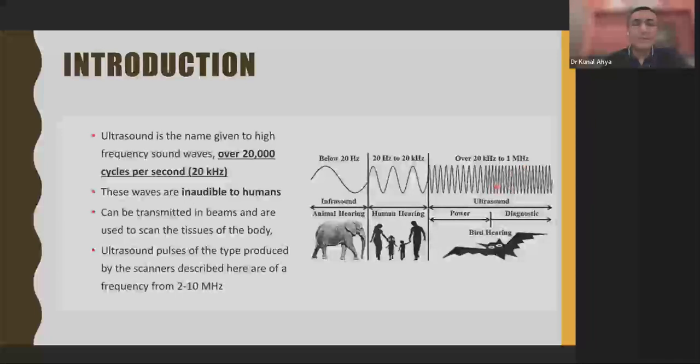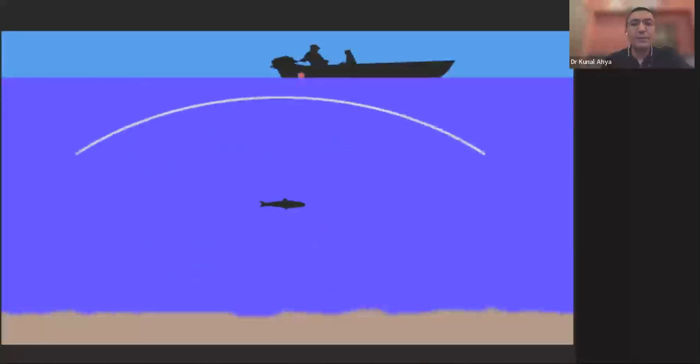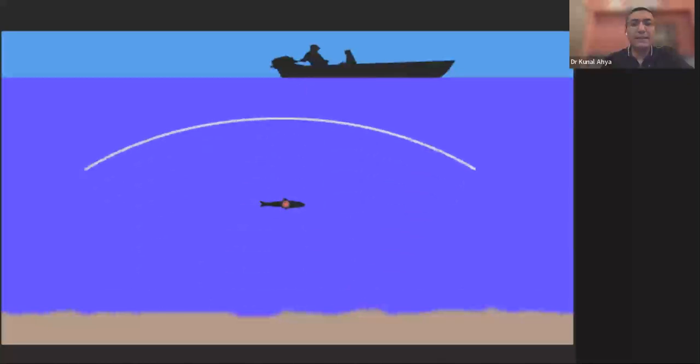Those are the beams which pass through the body and can enter any tissue, and once they are received back by the transducer, they form the images. It is the ultrasound pulses produced by the scanner, with a frequency between 2 to 10 megahertz. As you can see in this image, there is a fish inside the water and there is a scanner. Imagine that this is the transducer and it is emitting ultrasound waves. The first wave which gets reflected back to the transducer is formed in the earlier part, so from that we can see whether the structure is nearer to the probe or more distal to the probe.